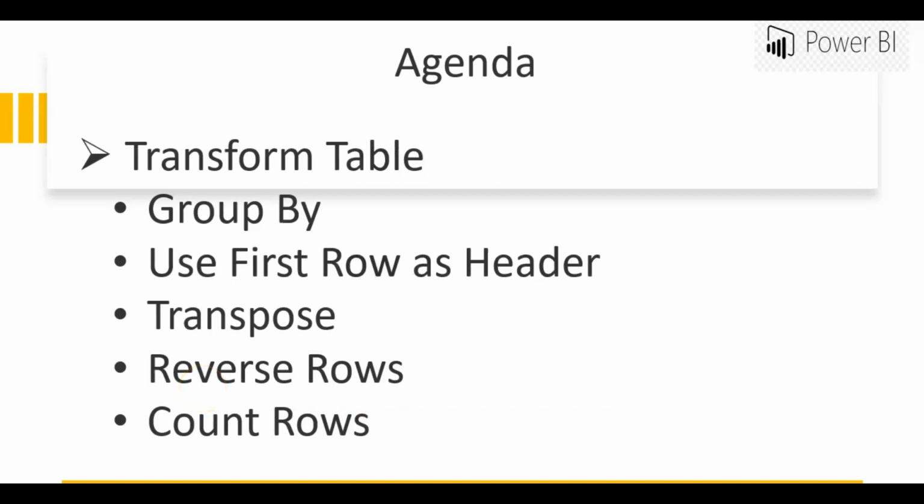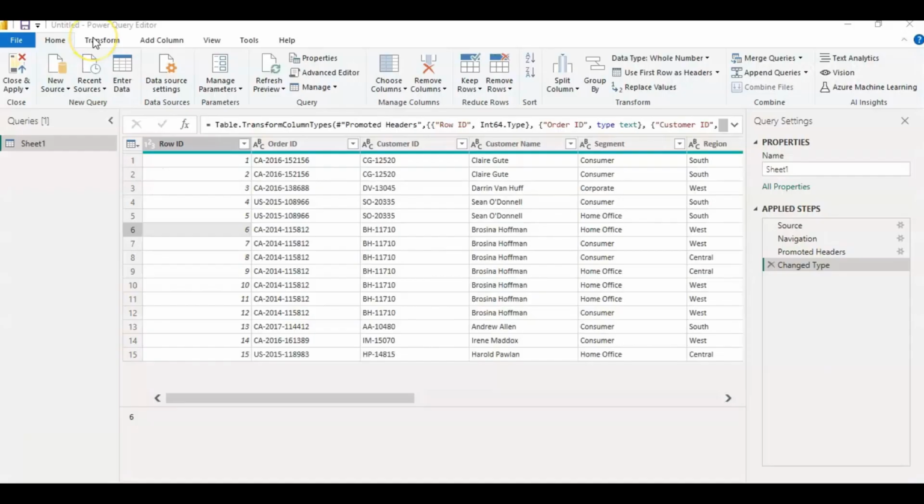In this section, we are going to discuss group by, use first row as header, transpose, reverse rows, and count rows option to transform a table in Power Query.